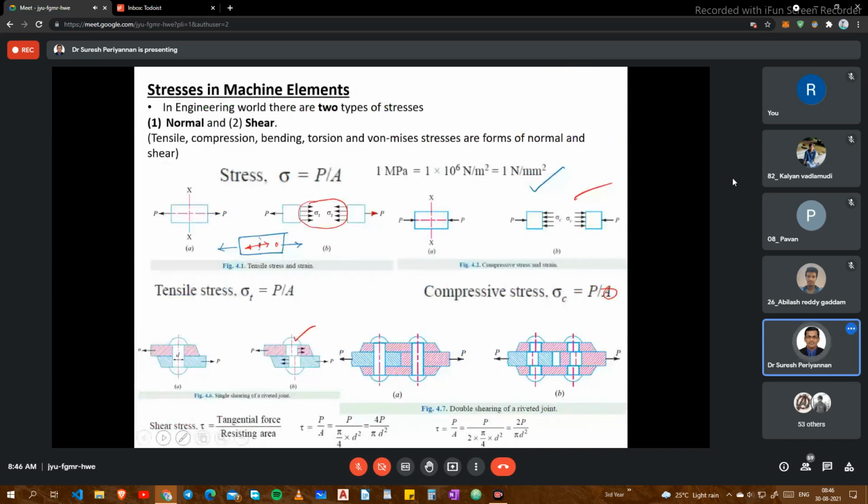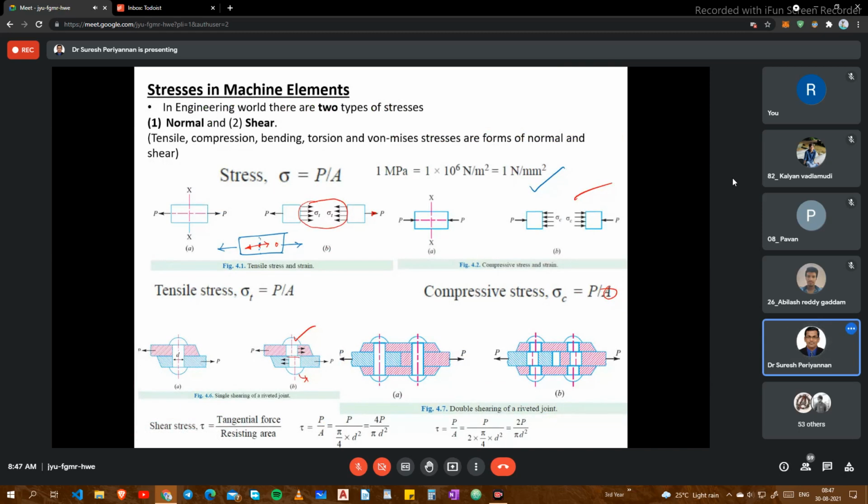Now that shearing force, we know that when two forces are acting on the plate, the rivet is going to fail because of the shear stress, right? What is the shear stress? P by A, that is P by pi by 4 into d square. This d is the diameter of the rivet, not the rivet head. This is the rivet head. Here, the diameter of the rivet.